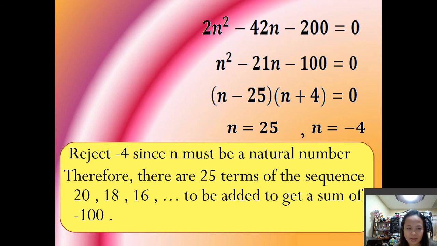Negative 4. So therefore, there are 25 terms of the given sequence 20, 18, and 16, up to the 25th term. We are going to add them so that we can get the sum of negative 100. So our answer for this particular problem: there are 25 terms to be added so that we can get the sum of negative 100. Okay.